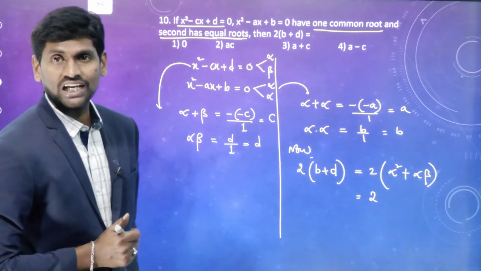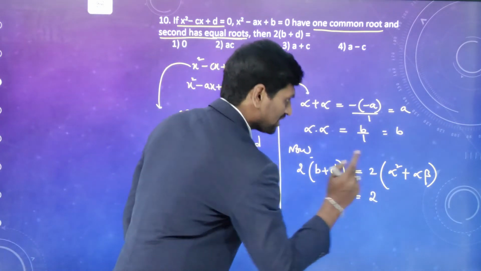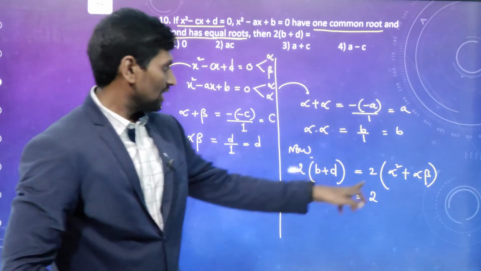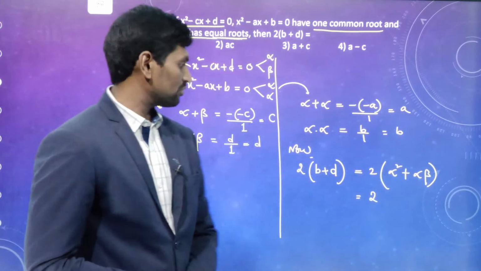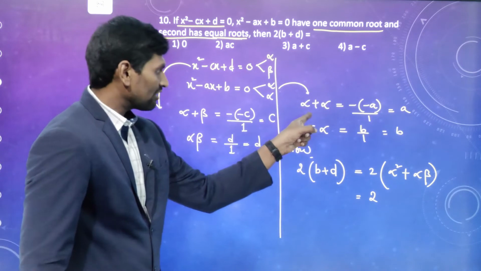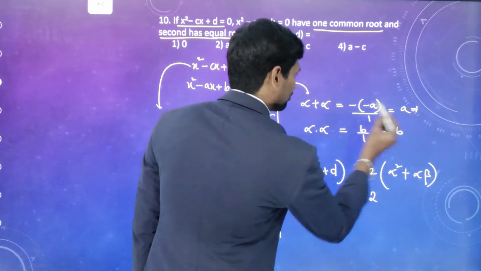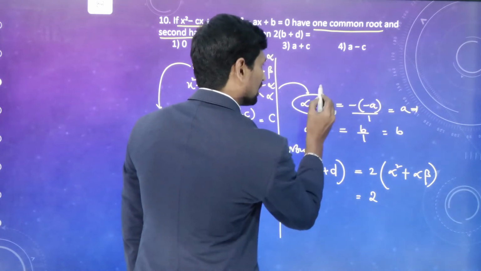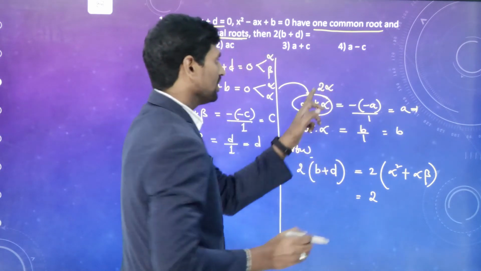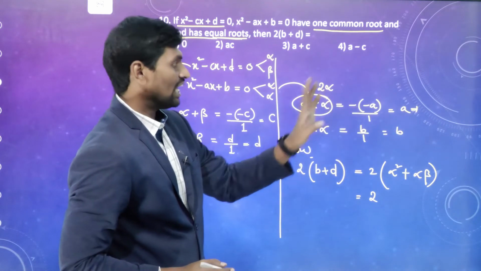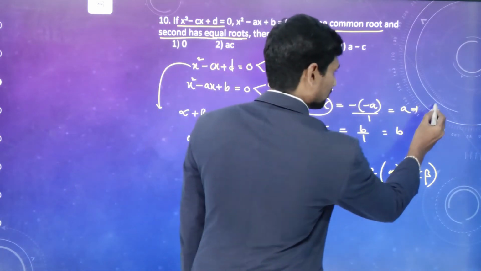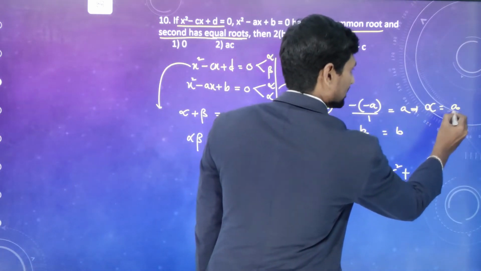First of all, we need to find alpha value, right? Because to substitute in this alpha square and alpha beta, we have to find alpha value. Now I can find alpha value from here, because alpha plus alpha is nothing but 2 alpha. In the place of alpha plus alpha, you can write 2 alpha. 2 alpha value a, and alpha value is a by 2. Alpha value is a by 2.